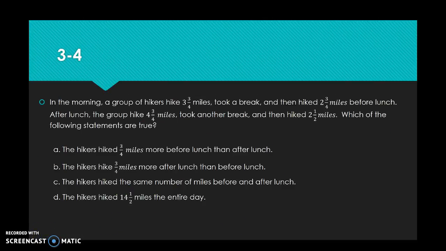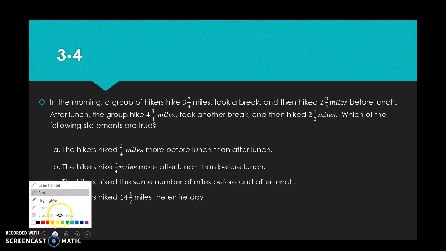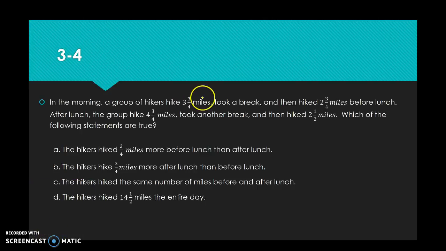Okay, next problem. In the morning, a group of hikers hiked 3 3/4. They took a break, hiked 2 3/4 before lunch. After lunch, they hiked 4 3/4 miles, took another break, hiked 2.5 miles. Which of the following statements are true? So before you even get started, I want you guys to group this out because you have 2 sets that they did before lunch, and then you have 2 sets that they did after lunch. So that will help you analyze it and figure out your answer choices.